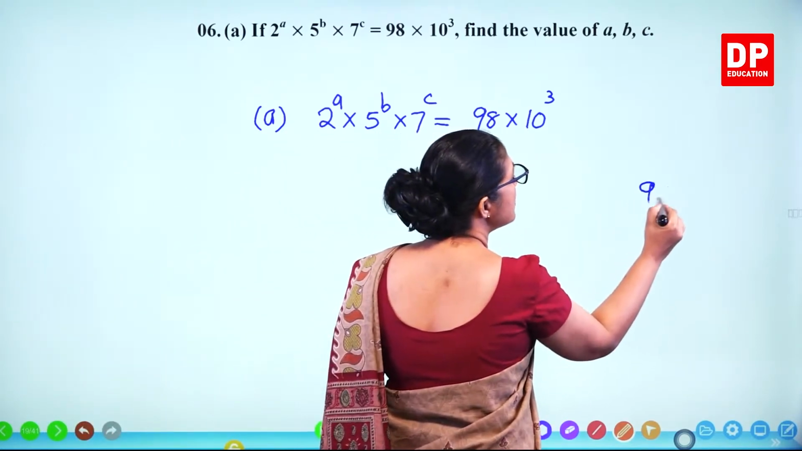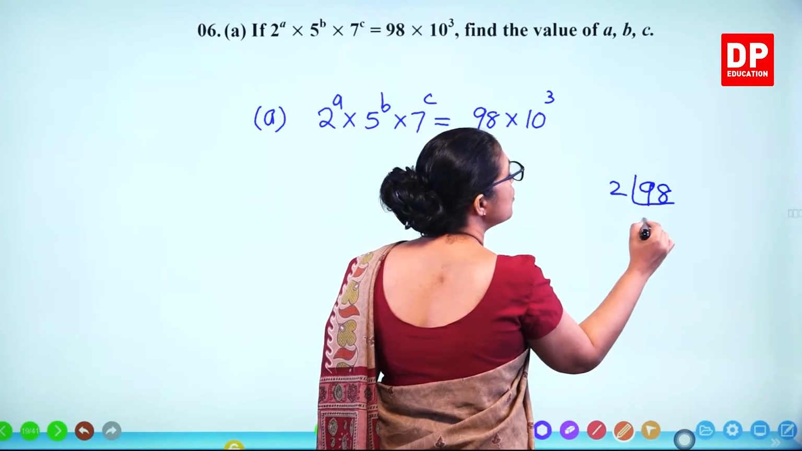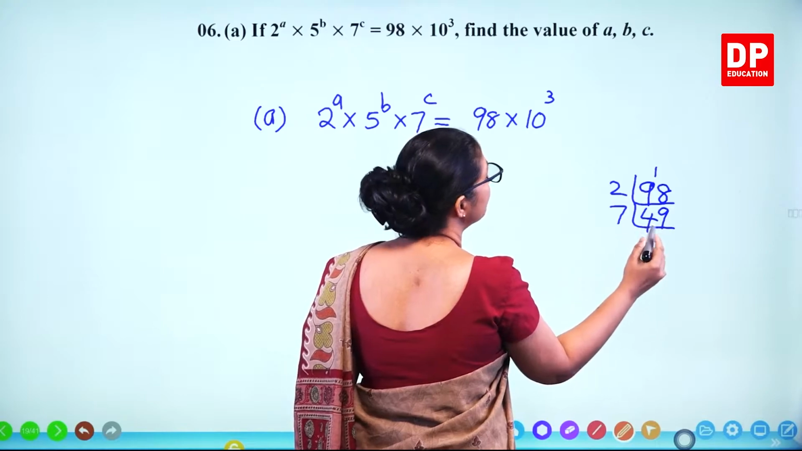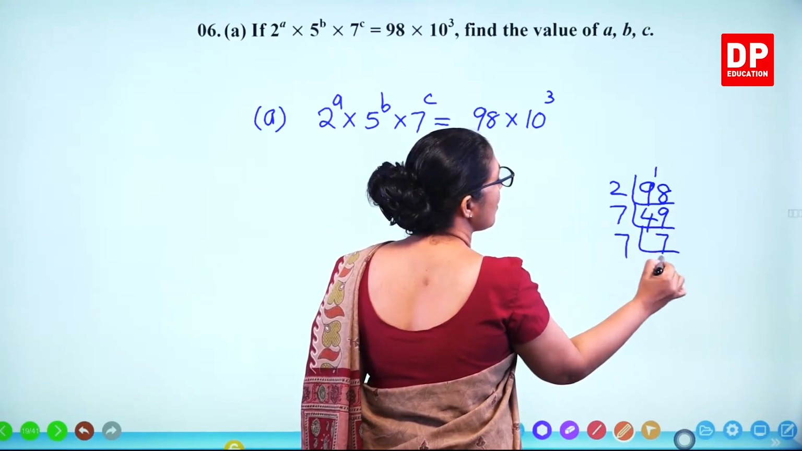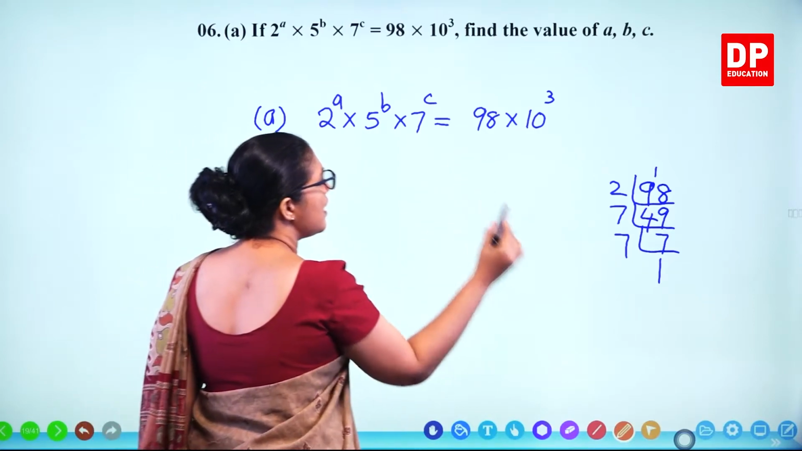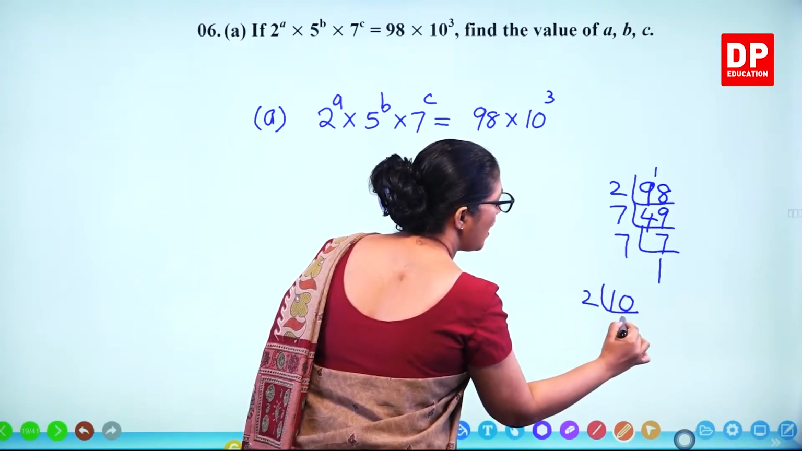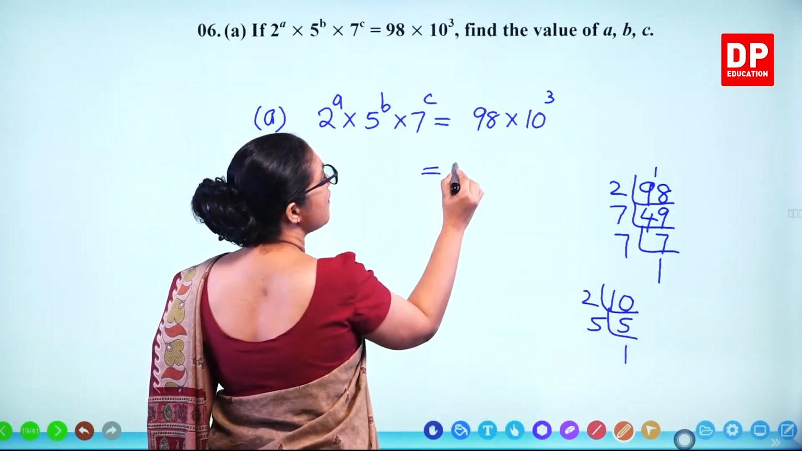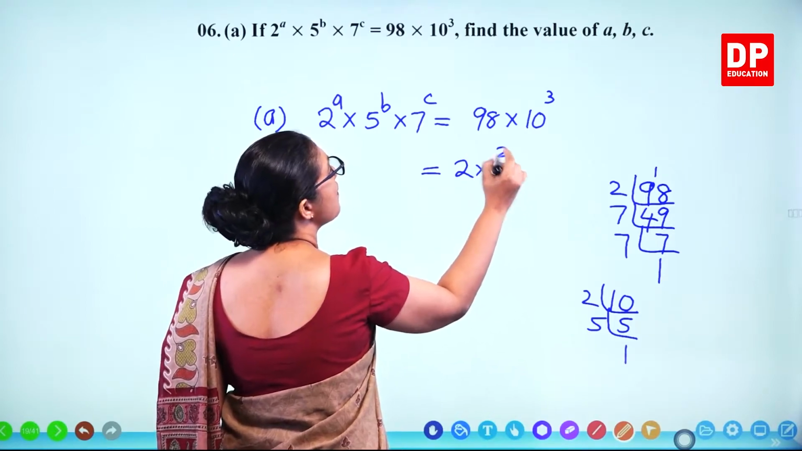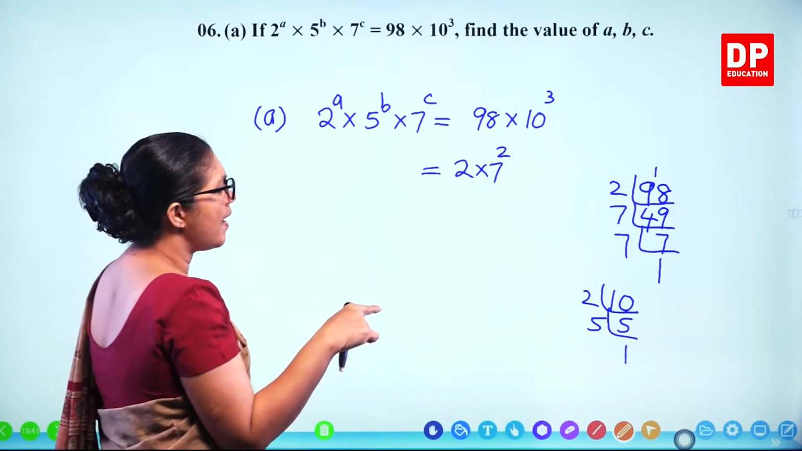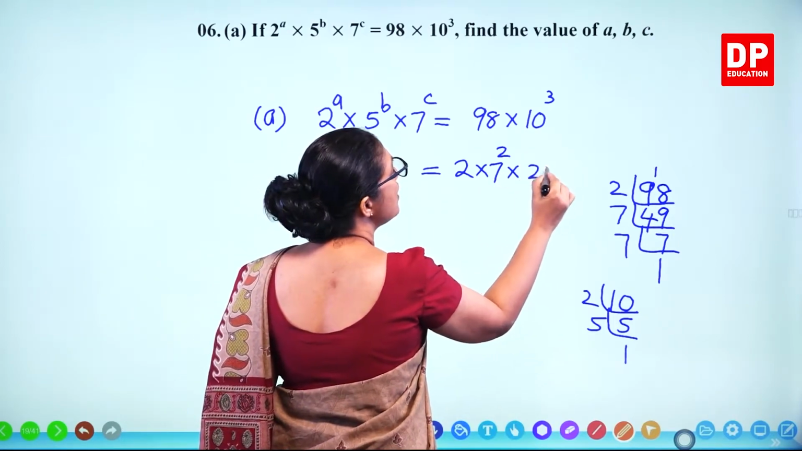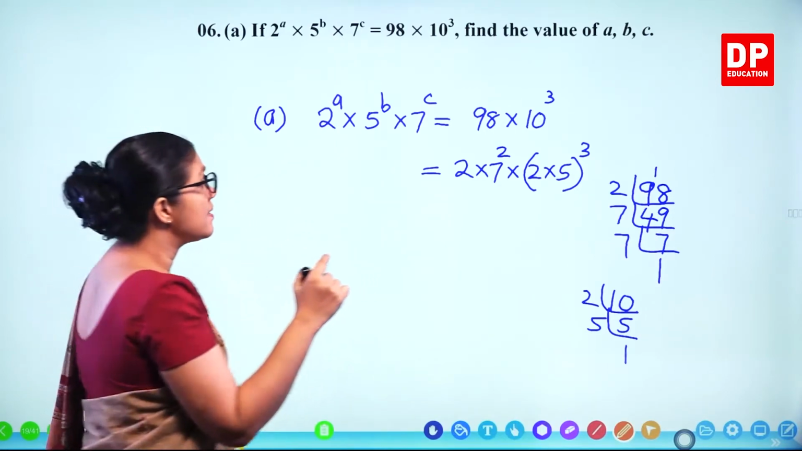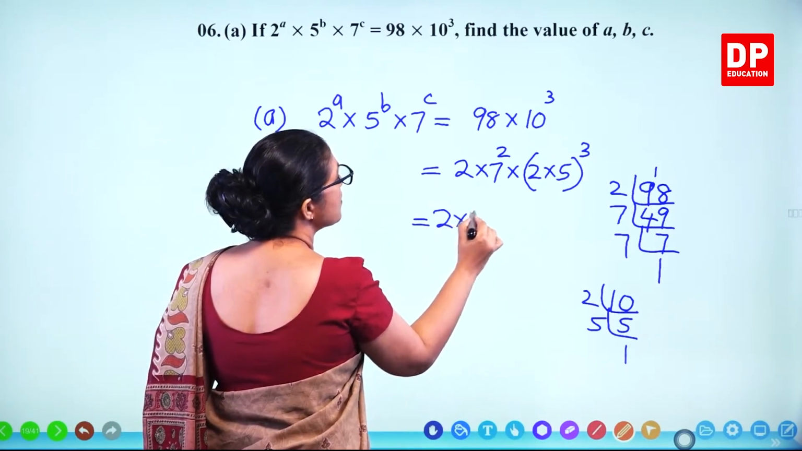So we have to write all these numbers in terms of 2, 5, 7. 98, how can we write in prime numbers? Divide by 2, divide by 7. So you can write like this. 10 you can write as 2 and 5. So we'll split 98. I can write 2 into 7 squared. And 10 I can write 2 into 5. So 2 into 5, that's power 3 comes. According to the indices, we have to expand it.